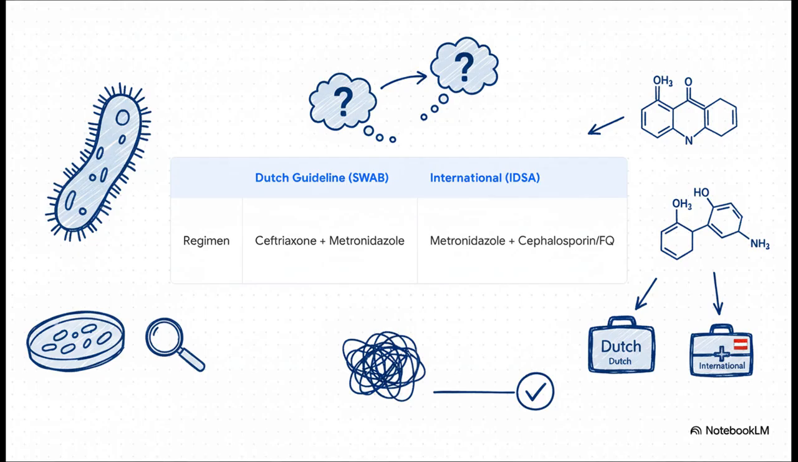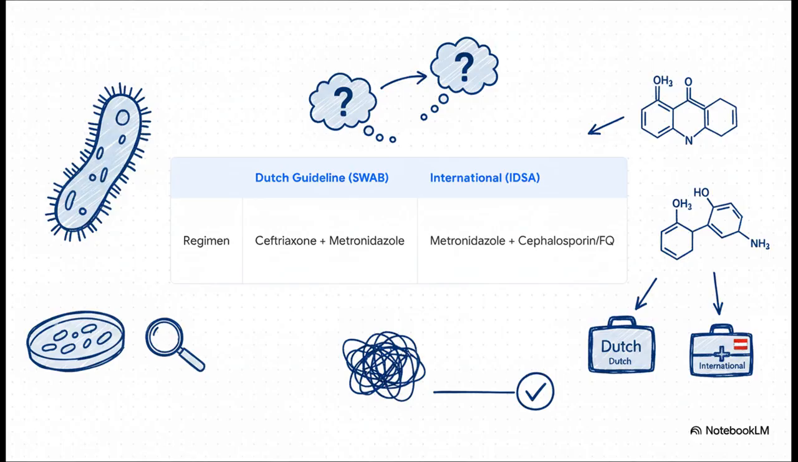Well, if you look at guidelines for adults, say for a complicated intra-abdominal infection, whether it's the Dutch SWAB or the international IDSA, you see a pretty consistent strategy. You need something that hits anaerobes hard. So that often means metronidazole paired with something like a cephalosporin, or going for a broader agent like piperacillin-tazobactam. The exact choice might change based on local resistance patterns, but the principle is the same.